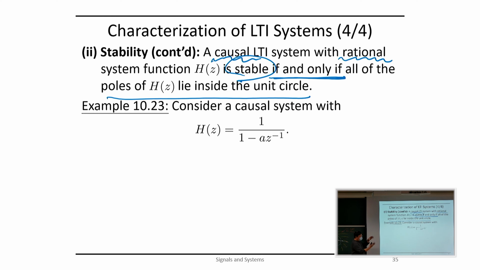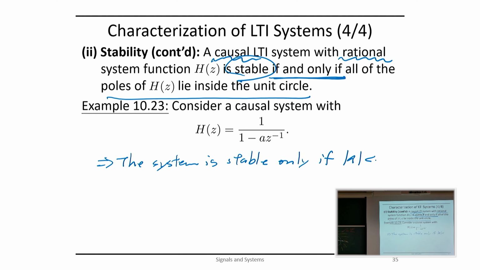Meaning that the region of convergence is outside of the circle corresponding to A. So if you want the system to be stable, A must be less than 1. Okay. So in this case, the system is stable only if A is less than 1.